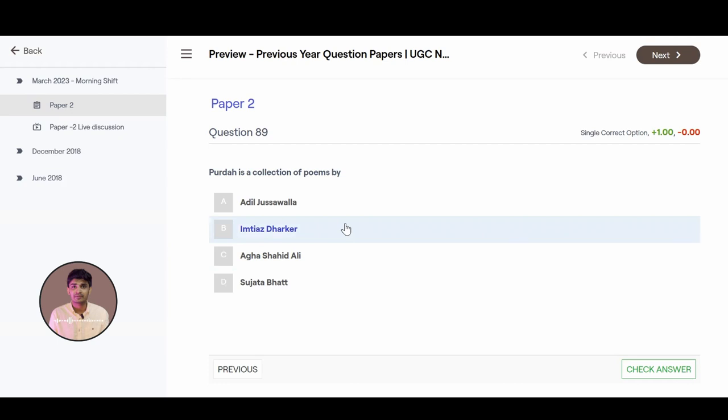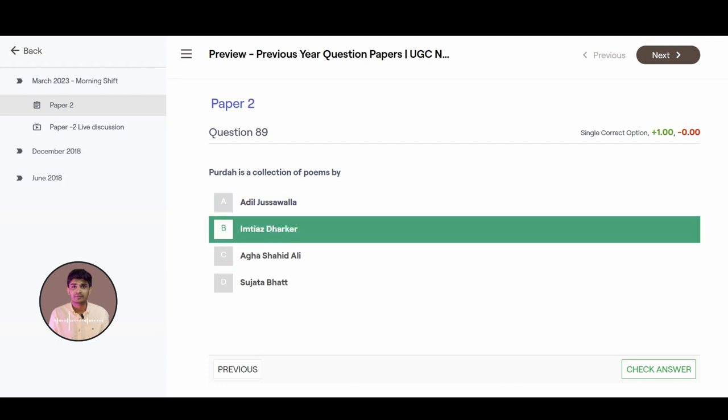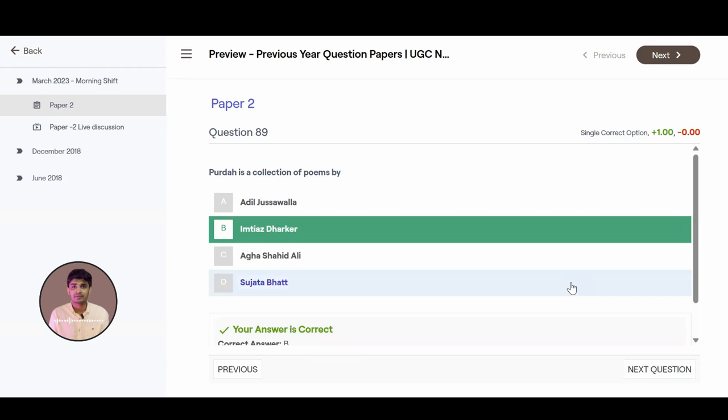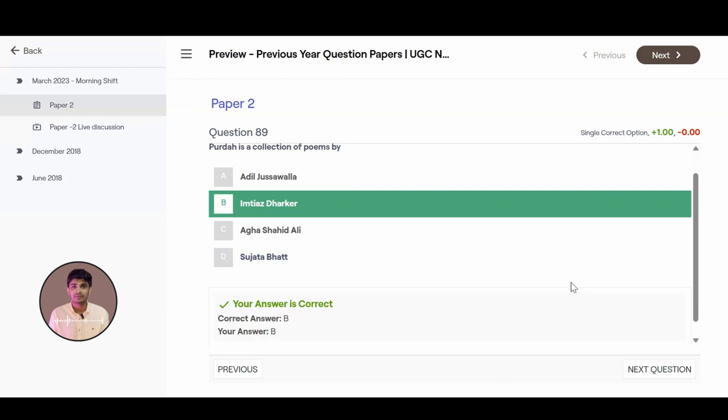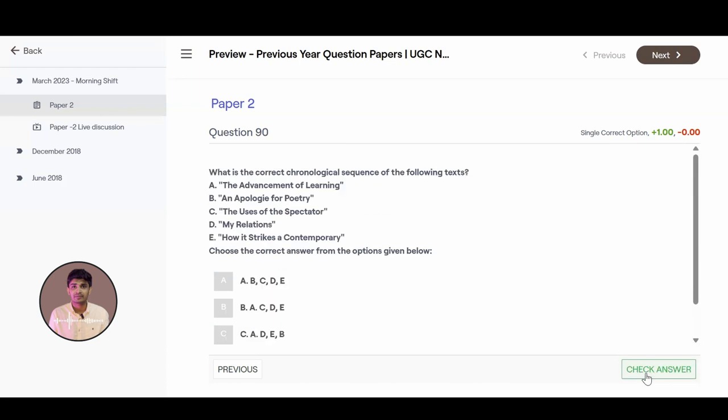I assume all of you are guessing Imtiaz Dharker, and yes, Imtiaz Dharker is the right answer. Parda is a collection of poems published in 1989 and delves into the themes of identity, culture, gender, and complex dynamics of relationship. The parda refers to the practice of seclusion or veiling observed by women in certain cultures. So the correct answer is Imtiaz Dharker. She wrote Parda. Last question before we move to the comprehension questions.